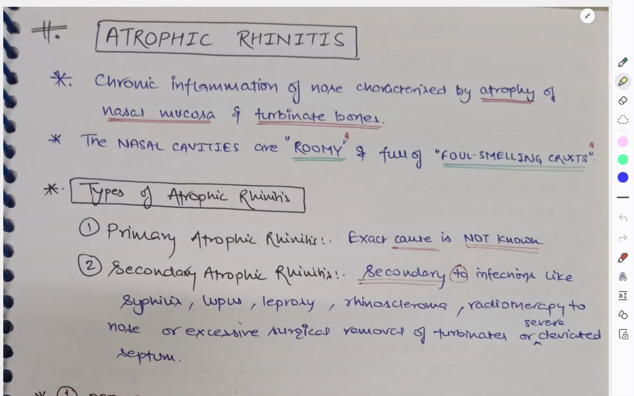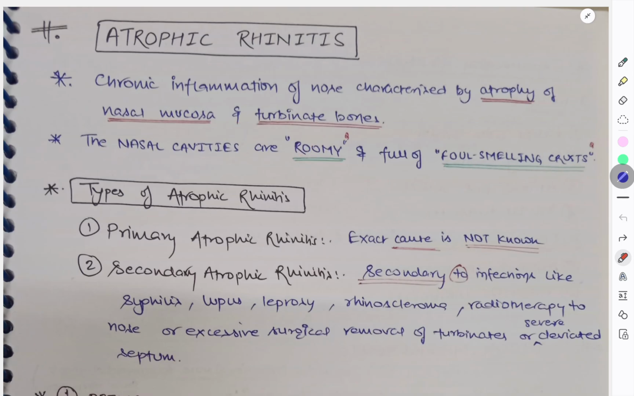Today let's learn about atrophic rhinitis. Atrophic rhinitis is chronic inflammation of the nose characterized by atrophy of nasal mucosa and turbinate bones. Here, nasal cavities are roomy and full of foul-smelling crusts.